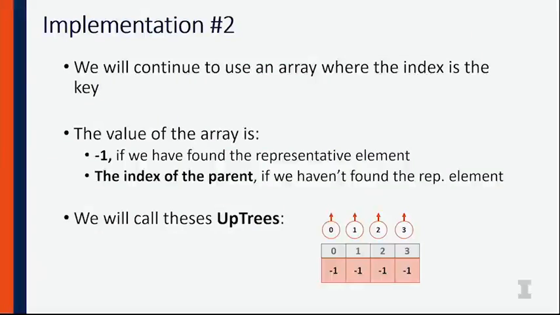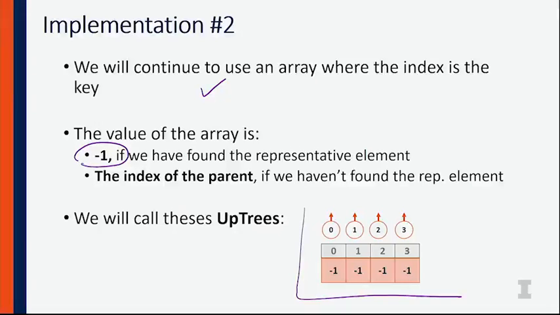So what we're going to do is continue to use the array where the index is the key. The value in the array is going to be -1 when we actually found the representative element. Otherwise, the value is going to be the index of the parent if we haven't found the representative element. And what this means is we're going to call this an uptree. And this uptree is going to look just like this.